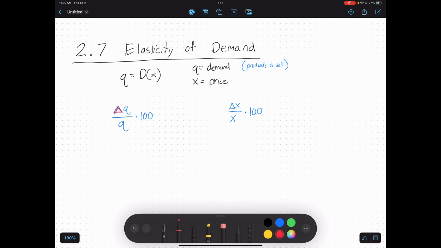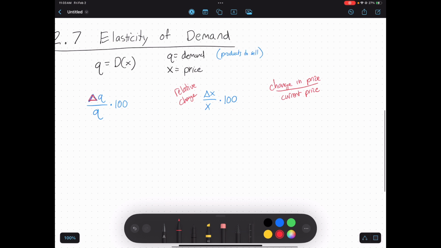But if I divide it by X, that means I'm dividing it by what the price is currently set at. So if I were to rewrite this, this is the change in price divided by the current price. Similarly, over here on the Q side, this is the change in demand divided by the current demand. Well, what does that actually give me? What that gives me is what's called relative change.